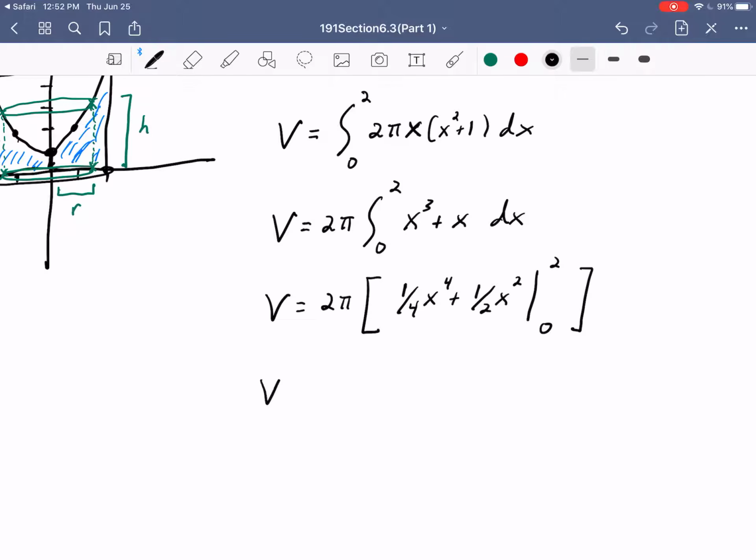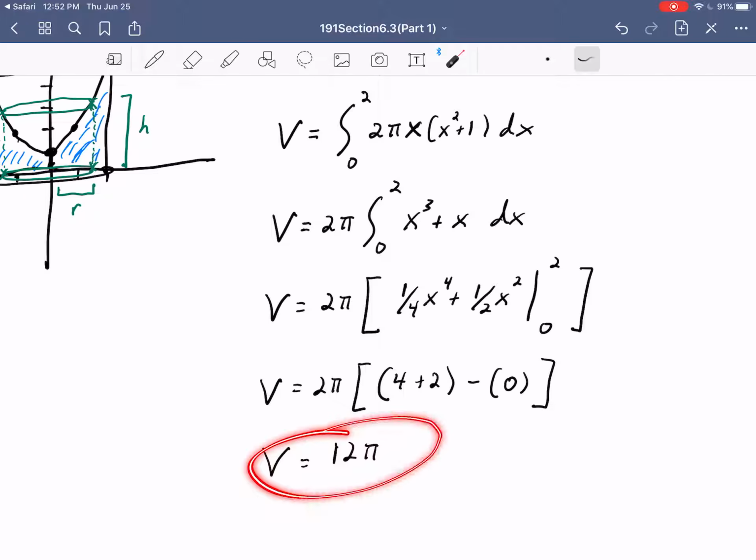And then if we do that, we get 2 pi. We can plug in the 2. It looks like we would get 16 divided by 4, so 4, plus 4 divided by 2, so 2, and then minus when we plug in the 0, we're just going to get 0. So this volume looks like we're going to get 12 pi overall. If we were careful about units, I'd suppose it'd be units cubed because it's a volume. But again, in this class, we're not going to be really worrying about units like that. So just saying 12 pi, totally sufficient there.